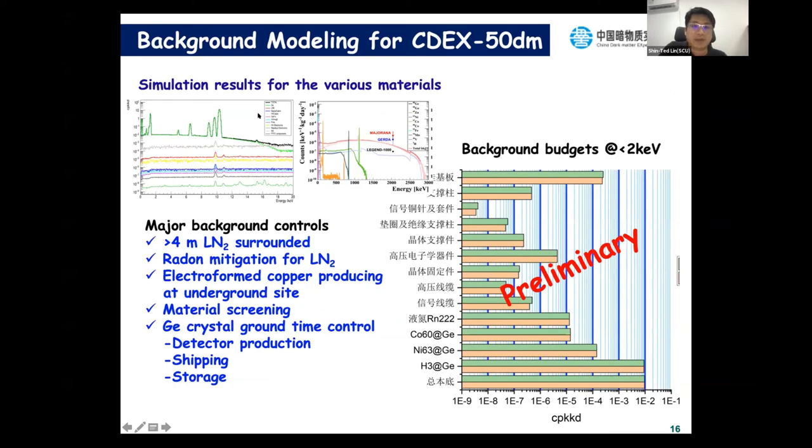And this is the background modeling for CDEX-50. We can see in this preliminary result that the background budget mainly comes from tritium, which is the intrinsic background of the germanium. So we have a sophisticated plan to control the ground-time exposure, including the detector production, shipping, and storage.